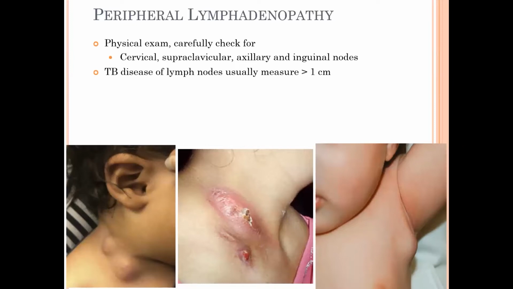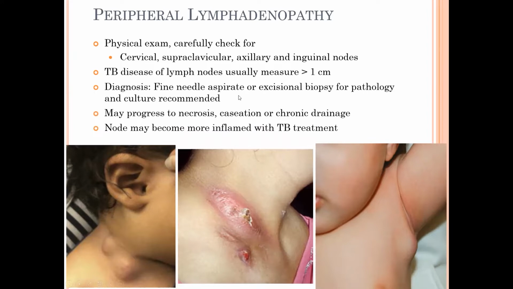So peripheral lymphadenopathy is another thing we must check for carefully on the physical exam. You want to carefully examine the cervical lymph nodes, being the most common after the intrathoracic lymph nodes. Supraclavicular, axillary, and inguinal nodes all need to be examined. Now, kids have a lot of upper respiratory infections, maybe strep throat, or scratches or bug bites on their skin, and they may have small reactive lymph nodes in these areas that measure a centimeter or less. This is usually not TB. If it's TB disease, usually the lymph nodes are going to be larger than a centimeter.